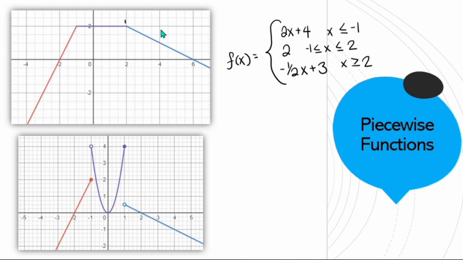Coming in, the red part is a parabola, and I see something a little different. I see some open circles and I see some closed circles. So what that means is that -1 is defined on the red part of the graph, but it's not defined. It has a hole on the purple part. So if I want to know what f of -1 is, I would look to this point. f of -1 is 2. It is not 4. Okay.